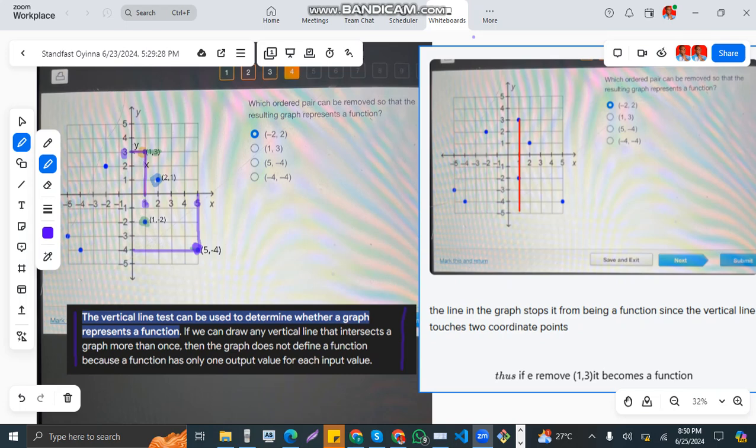So this is big English, but not really big English. What they're trying to tell us is, for the vertical line test, what you need to do is to go to the graph. So let's go to our right now. We have the question there, and I've drawn something there, but I'm going to explain further.